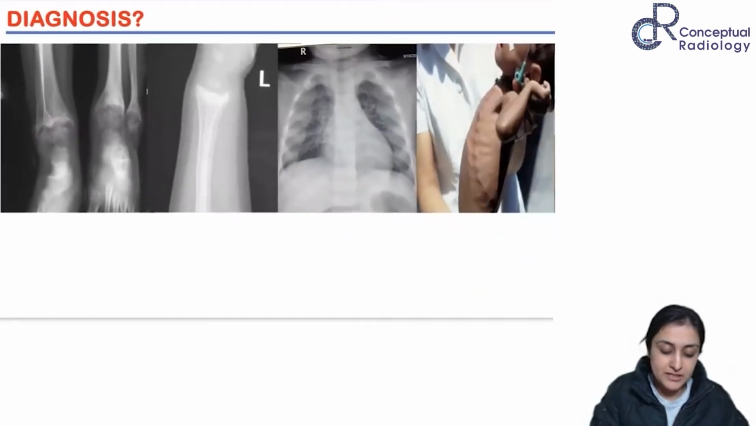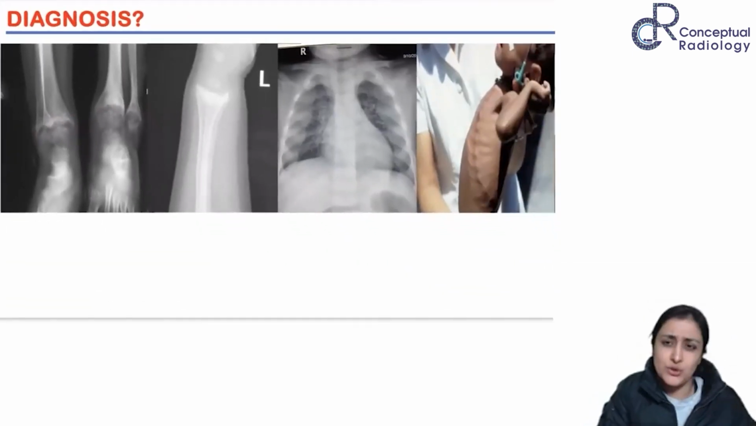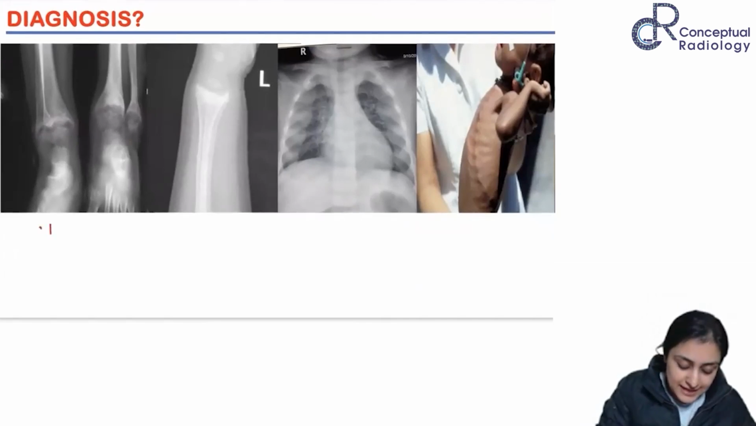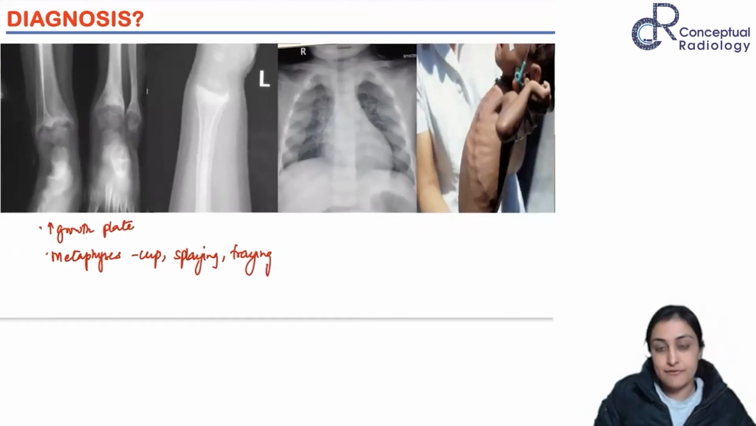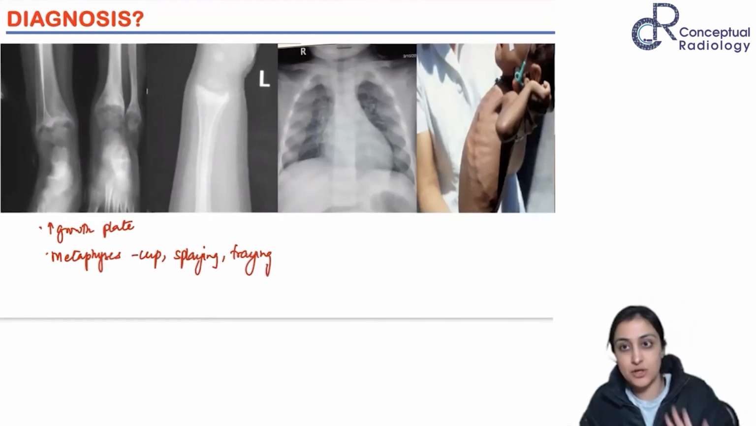So the fundamental change on the radiograph, as you all know from childhood, in rickets, the earliest sign is going to be that the growth plate increases in size. What else? The metaphysis becomes cup-shaped. There is going to be widening, which is called splaying, and then there is irregularity, which is called fraying. So these are the zones and the concept of rickets radiology findings.